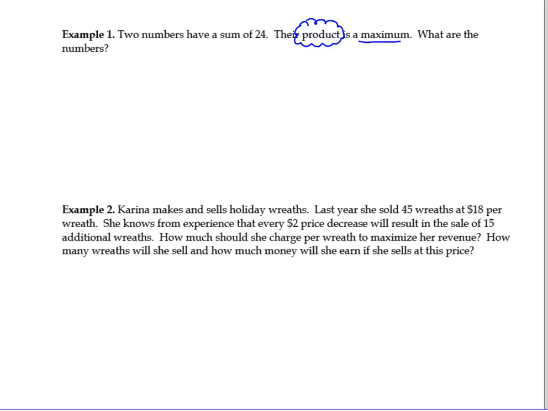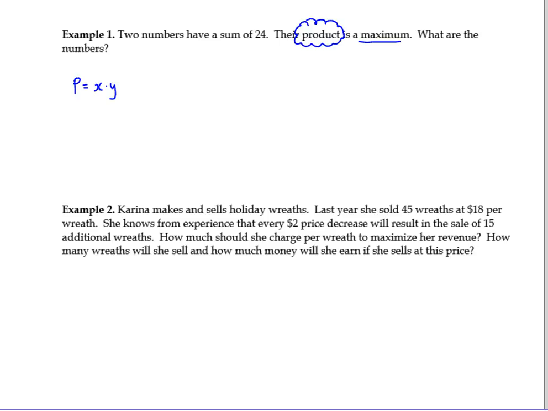Product is equal to the product of any two numbers, x and y, x times y, right? Product equals x times y. So whatever you're trying to maximize or minimize, that's the equation you want to make.